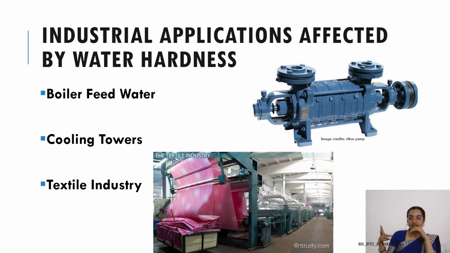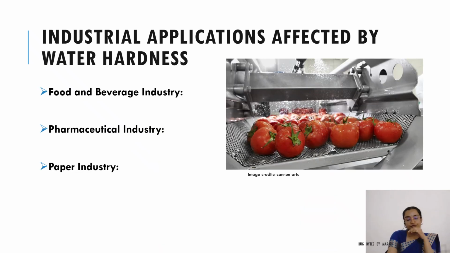If we speak about the textile industry, hardness affects the dyeing as well as the washing quality. It causes fabric stiffness as well as damage. To avoid these scenarios in the textile industry, we estimate the water's hardness. In the food and beverage industries, water hardness can affect the taste, the quality, and the shelf life of the products. Scaling also affects the equipment's hygiene and performance. To avoid this, we estimate the water's hardness in the food and beverage industry as well.